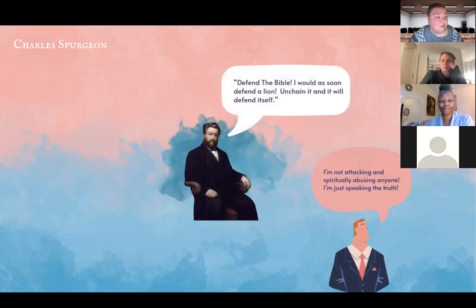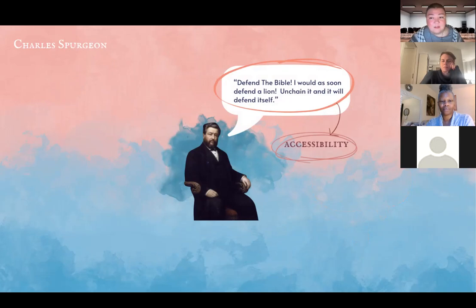Now, this quote has often been co-opted by people who defend using scripture to attack others and apply spiritual abuse in the name of, "I'm just speaking the truth." But let us consider this idea as it was meant to be understood, in the light of accessibility.